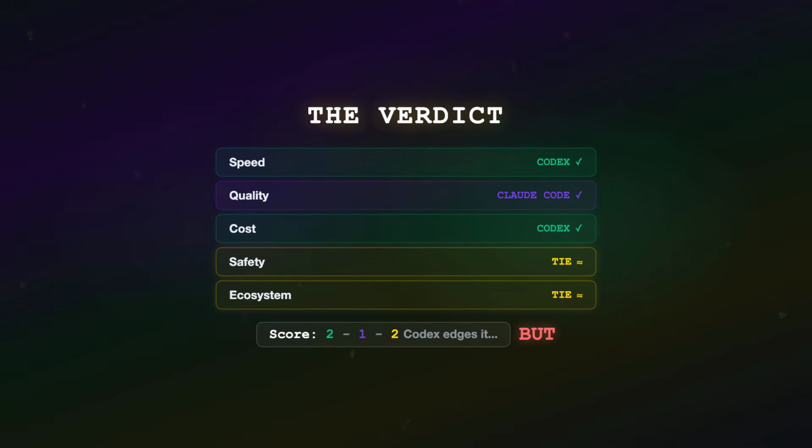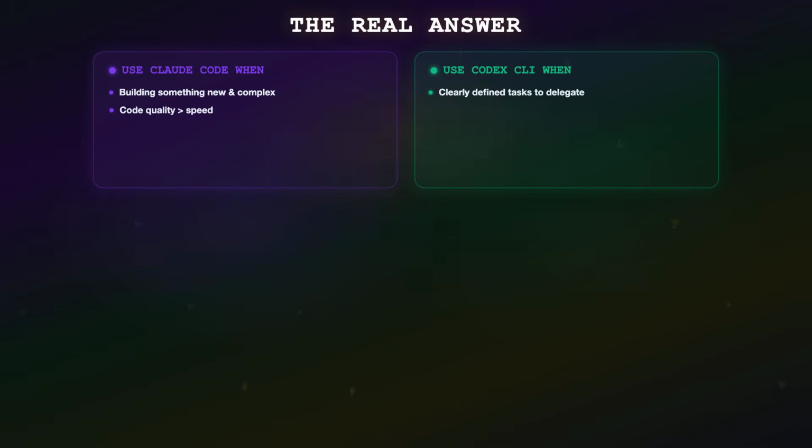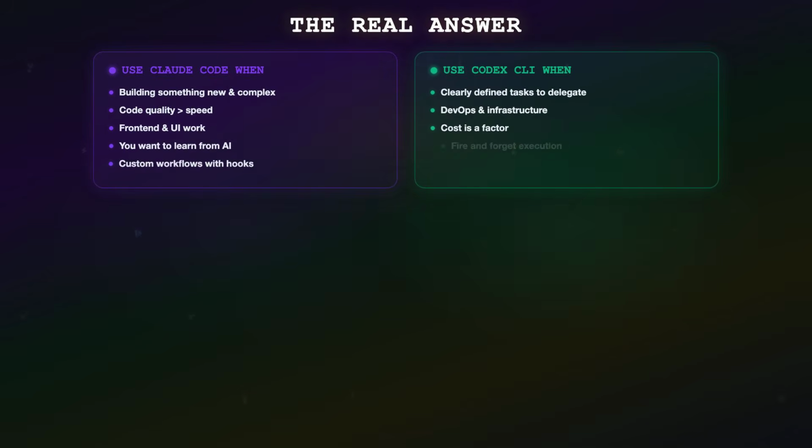But scorecards don't tell the full story. Here's the framework that actually works. Use Claude Code when you're building something new and complex. When you need architectural decisions. When code quality matters more than speed. When you're working on front end and UI, when you want to pair program and learn from the AI's reasoning, and when you need hooks and custom workflows.